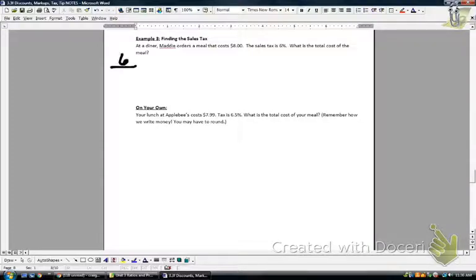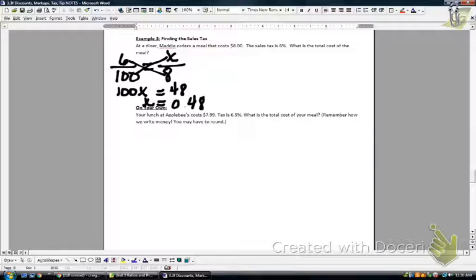So I'm going to put my percent over 100. Then my tip, or my tax, is what I'm trying to find, and the price of the meal is $8. Cross the equal sign and multiply. Then my tax is 48 cents.